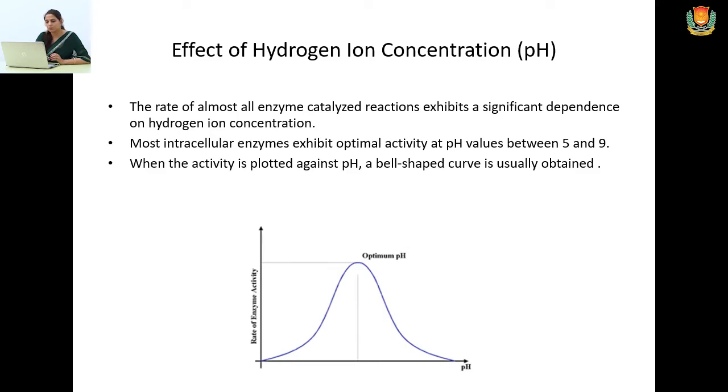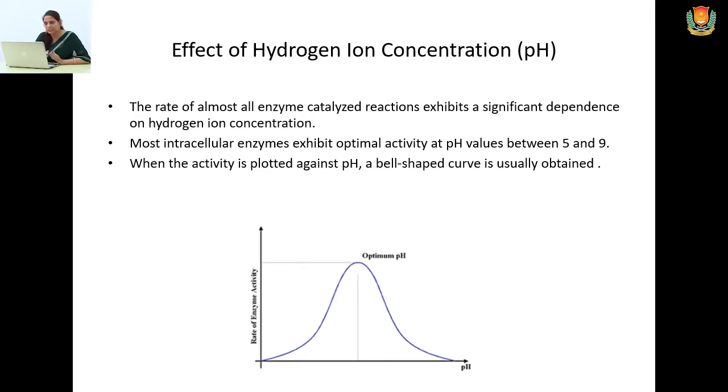Like digestive enzymes, they are highly active at acidic pH. Some enzymes are active at alkaline pH. So pH drastically affects the enzymatic activity. Most intracellular enzymes exhibit optimum activity at a pH between 5 and 9. If you go above or below this range, the enzyme activity will change drastically.